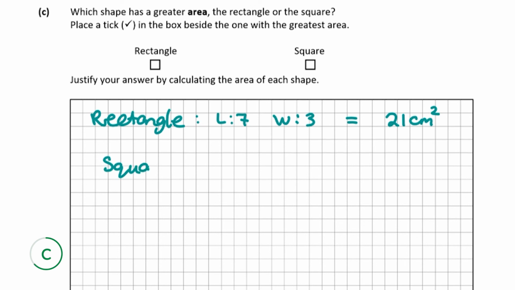And we know that in the square, the length and the width were both 5 centimeters. So 5 by 5 is 25 centimeters squared. And so 25 is obviously greater than 21. So we give the square a little tick, and that is the shape with the greatest area.